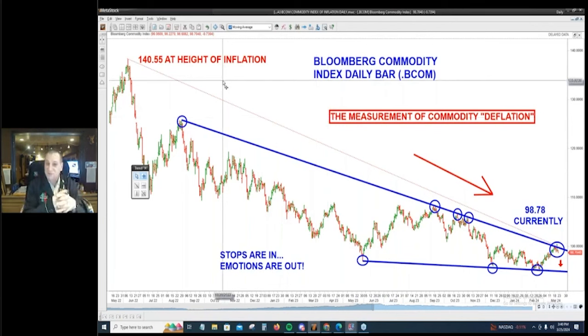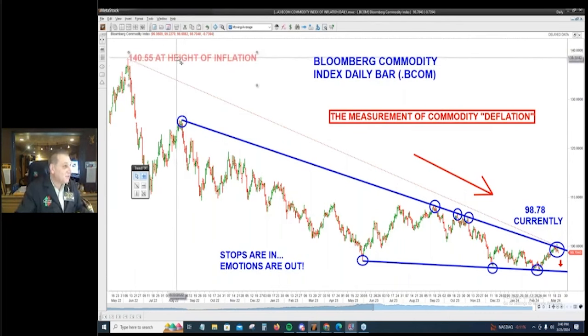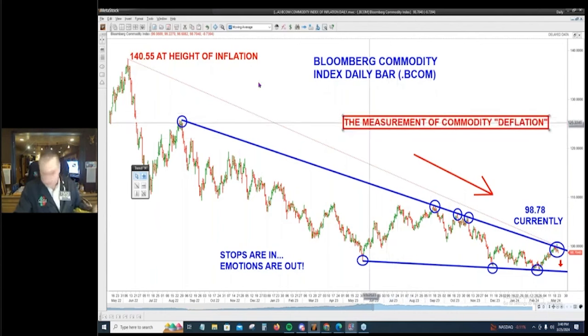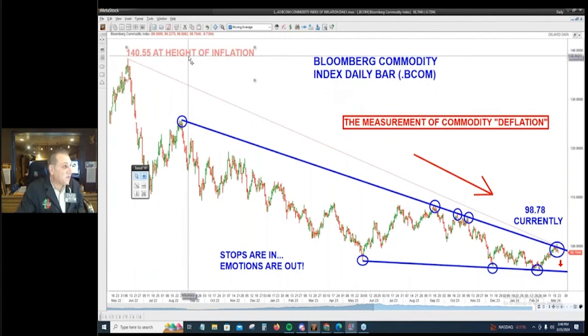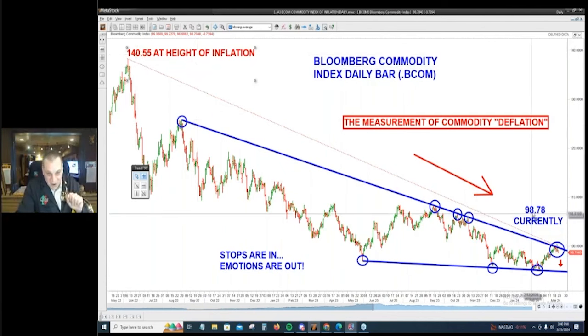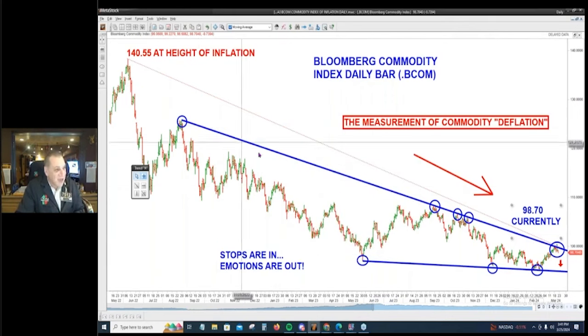They make products from raw materials, right? During COVID, when we had a backlog, you could not get raw materials. We had hyperinflation. This inflation gauge is the measurement of inflation. I call it the measurement of deflation these days. It was at 140.55 during COVID. You couldn't get supplies, and the prices of products went up. Well, we have dropped from 145 to 98.70. It's not even 98.78 anymore, it's 98.70. That's how far inflation has come down.